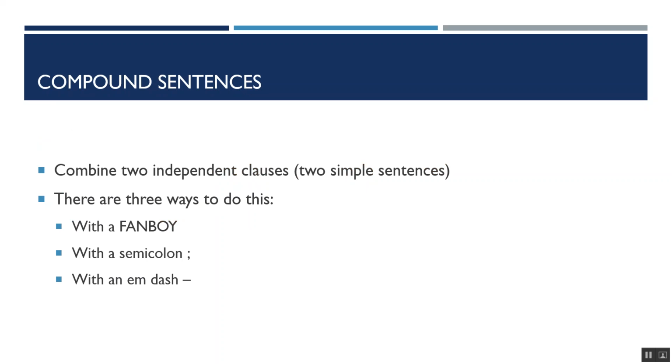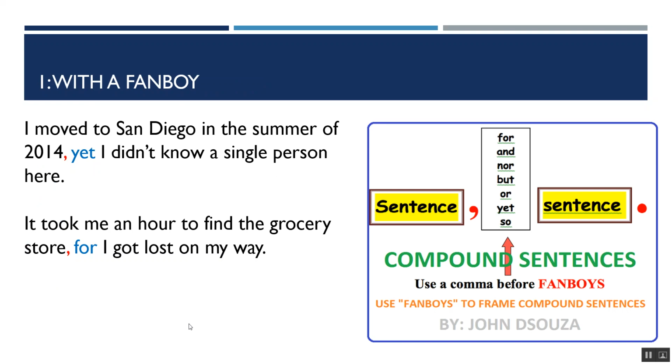Now, a compound sentence is when you combine two simple sentences. You combine two independent clauses. So there are three ways to do this: with a fanboys, with a semicolon, or with an em dash. So first with fanboys. Over here, for, and, nor, but, or, yet, so. Those are our fanboys.